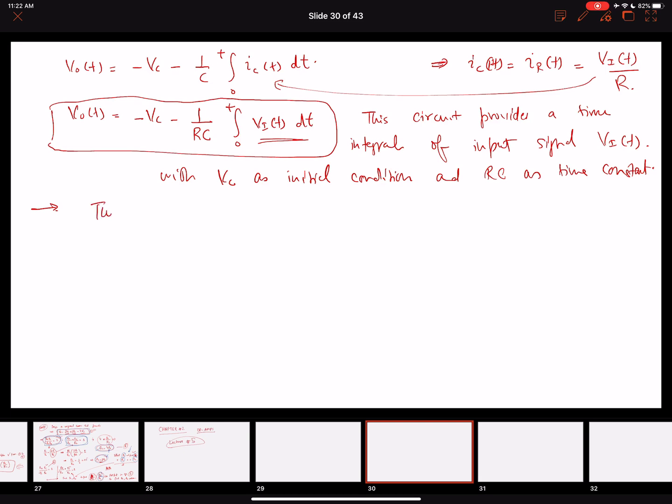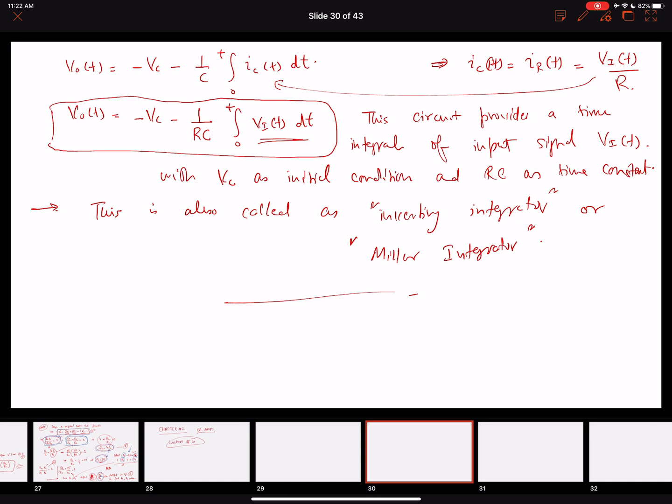This is also called an inverting integrator or Miller integrator, named after the scientist. All right.